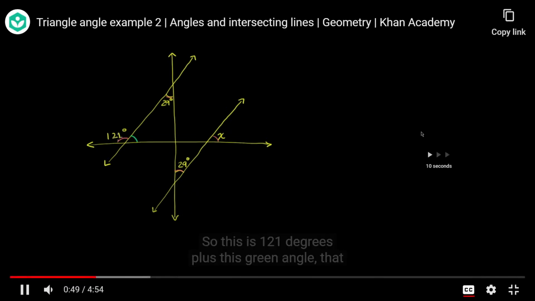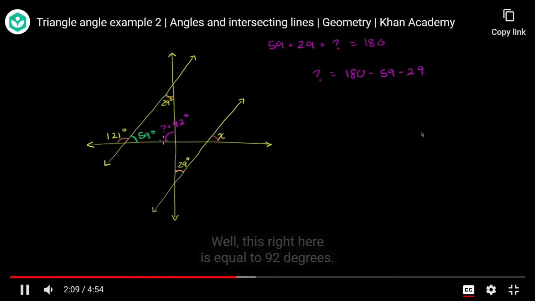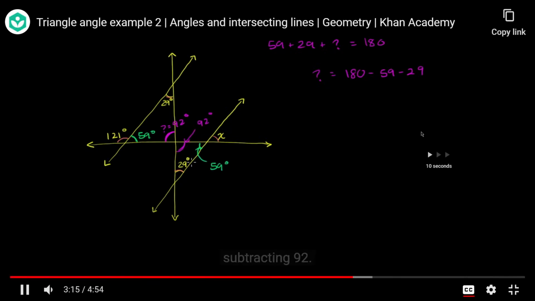And what's fun about these is there's 21 degrees, 120, so let me write that down. 180 minus 59 minus 29 is equal to 92 degrees. Well, if this right here is equal to 92 degrees, this angle right here is vertical with that angle, so it is also going to be equal to 92 degrees. And now we're getting pretty close. We can zoom in on this triangle, the angles of this triangle.